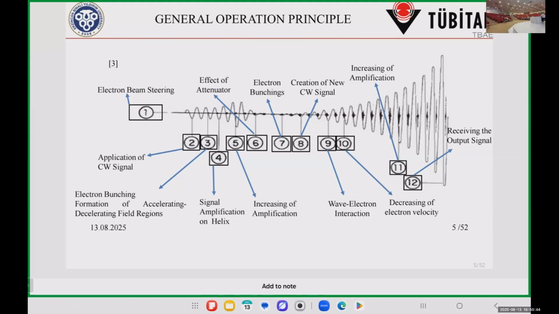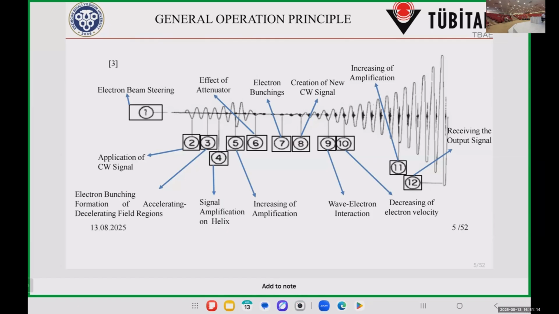But when we use the attenuator here, electron bunches travel through the attenuator unaffected. This is important. This is the most important thing. After that, we can think of number 7. So electron bunches travel unaffected through the attenuator.